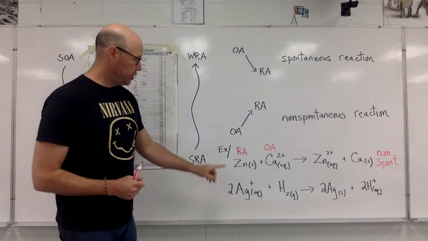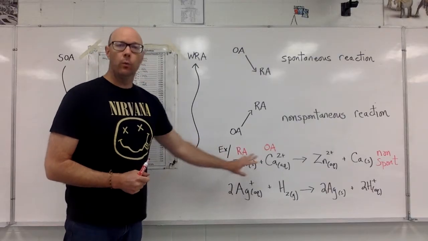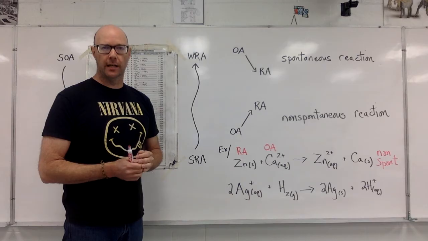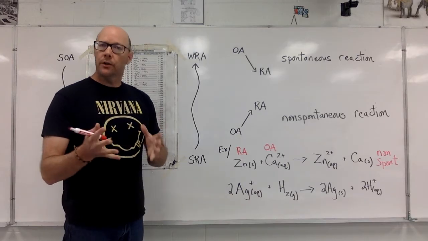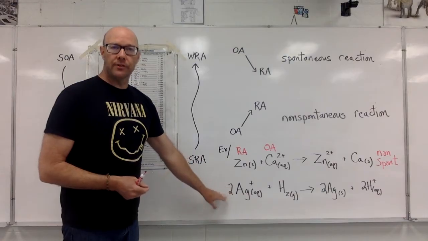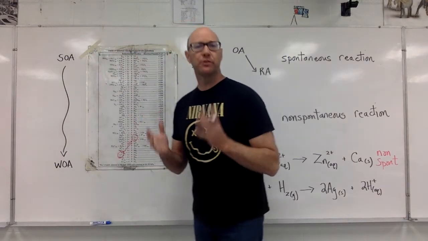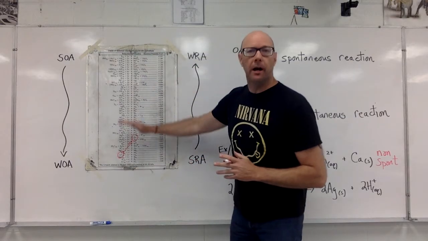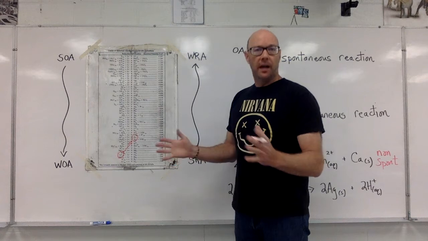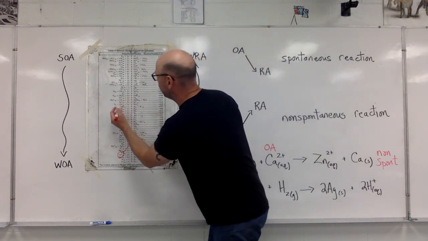A second example: silver ions reacting with hydrogen gas to produce solid silver and hydrogen ions. My first strategy is to look at the reaction really carefully and decide which one's the oxidizing agent and which one's the reducing agent. My other strategy is to find Ag+ right here on this table. I might spend some time searching just because I might not be familiar with everything that's on this table. And that's okay, I can take my time. Eventually, I'll find it.